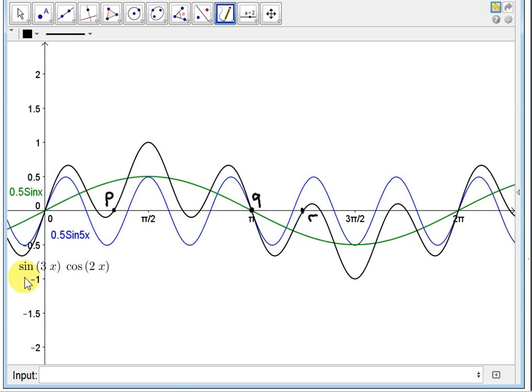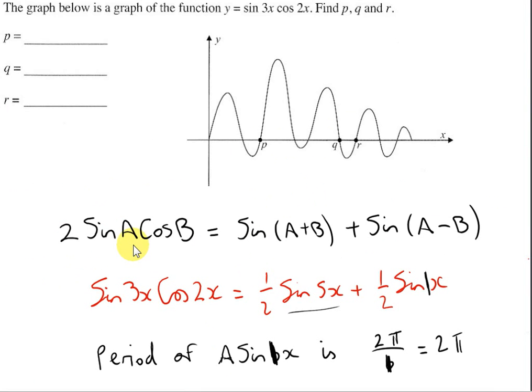So to find P and Q and R, we just put this function here equal to 0. So we could just work with this. Of course, I've shown how it comes about. This graph comes about as the sum of two sine graphs. But to find P, Q and R, we can just set this equal to 0 and solve. It's probably easier than setting this form equal to 0.